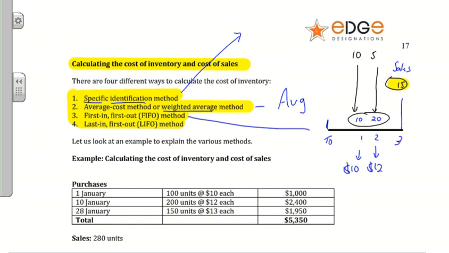I bought 30 items of inventory. I sold 15. I've got 15 left. Where are those 15 left from? They all come from the 20, don't they? Because the first 10, first in, first out.